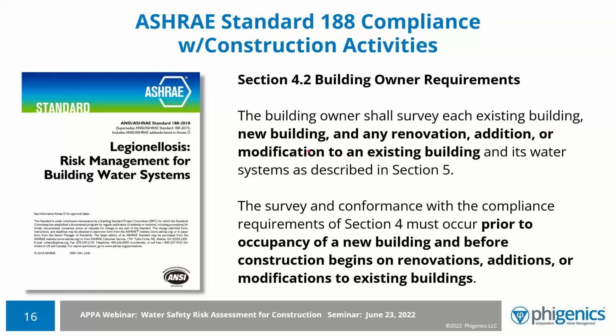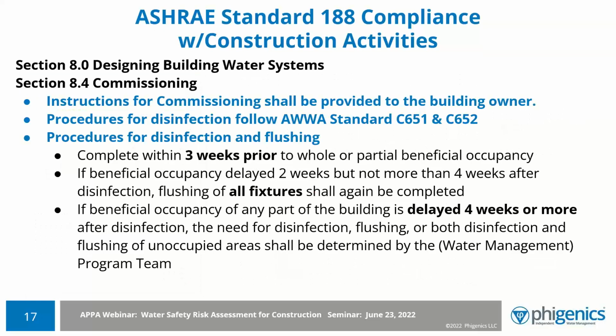But it also says in these paragraphs that you need to do this for any new building, renovation, addition, or modification to an existing building if you decide to opt in. And then if you do that, you're supposed to have a water management program up and operational prior to occupancy of the new building and before construction begins on renovation, addition, or modifications to these existing buildings. And so people say, whoa, okay, that's a lot for us. What does that exactly mean, and how will we do that?